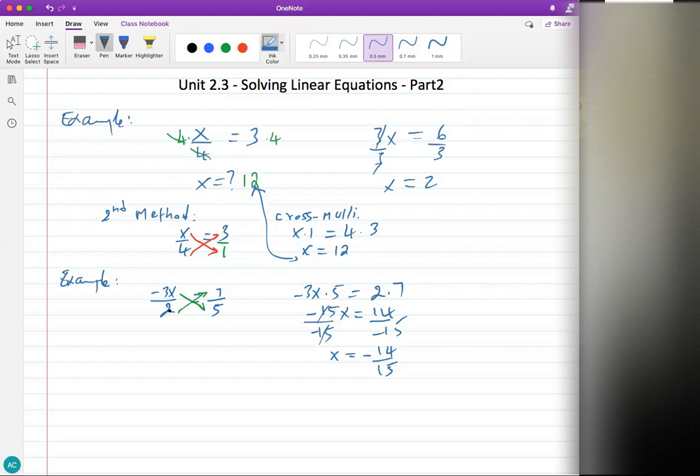So that's the case with one fraction or two. You just cross multiply, then isolate the x. Now we're going to see what happens if we have multiple fractions, not just two, but three fractions or more in one equation.